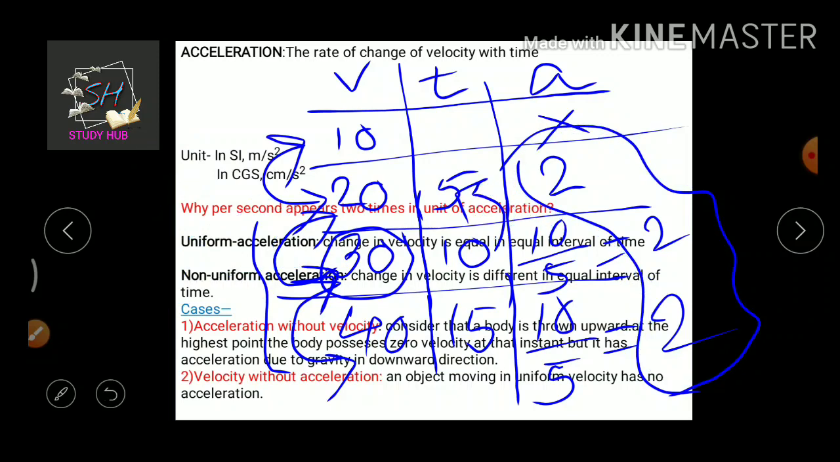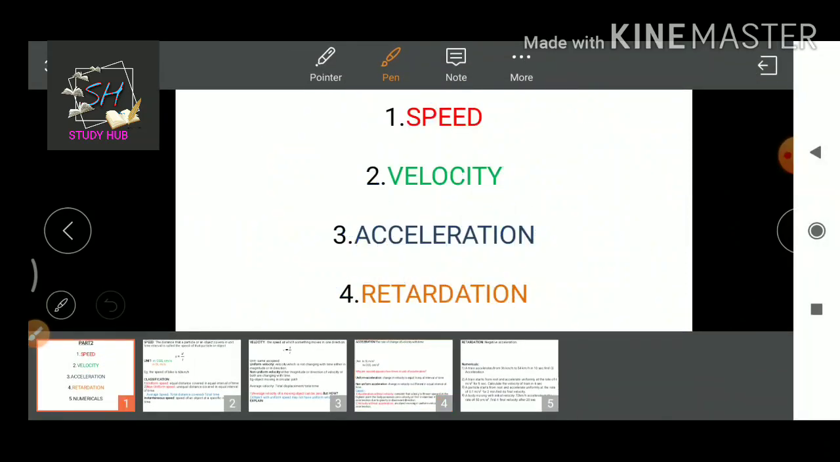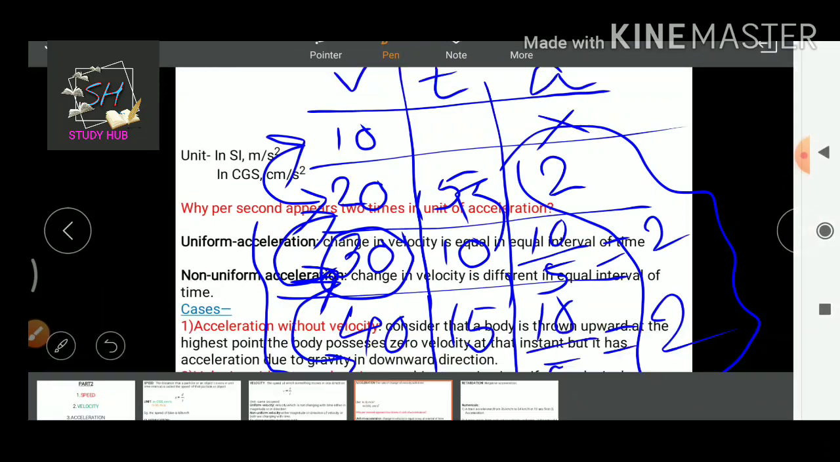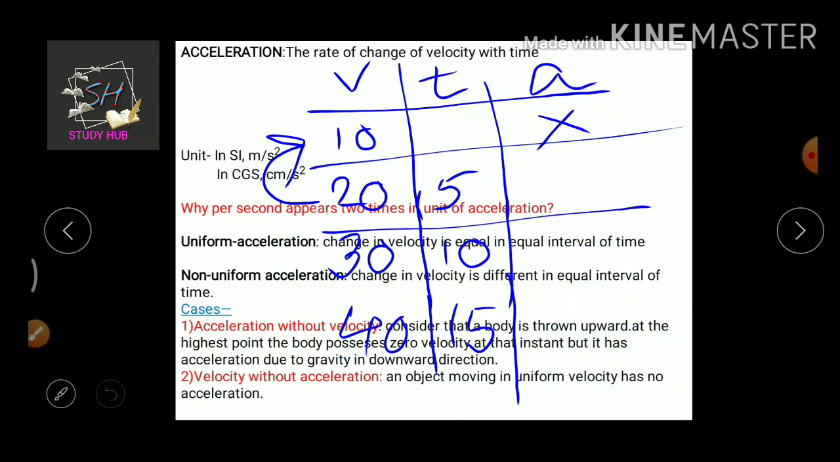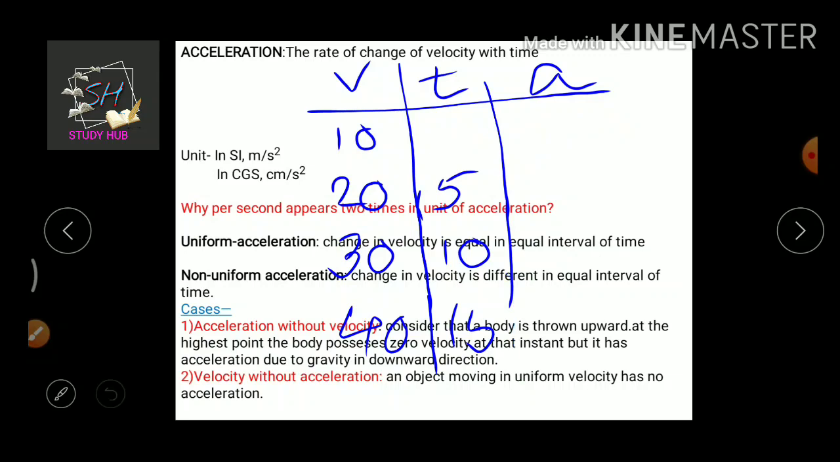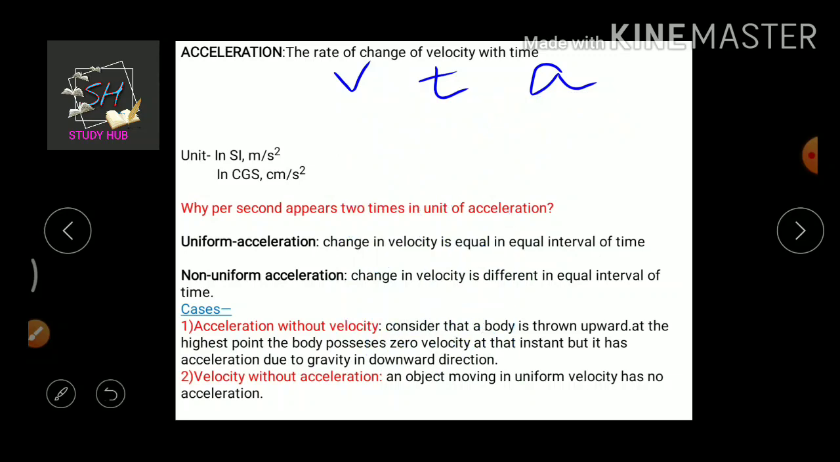And the opposite is non-uniform acceleration. That means the change in velocity is not equal. That means the change in velocity is different in equal intervals of time. Now there come 2 cases. The first case is acceleration without velocity. That means a body has acceleration but it does not have any velocity.